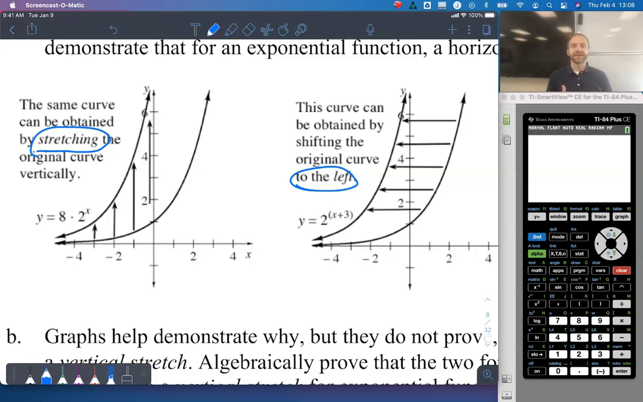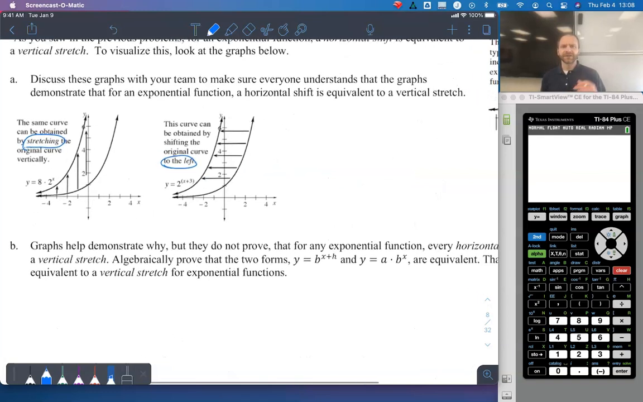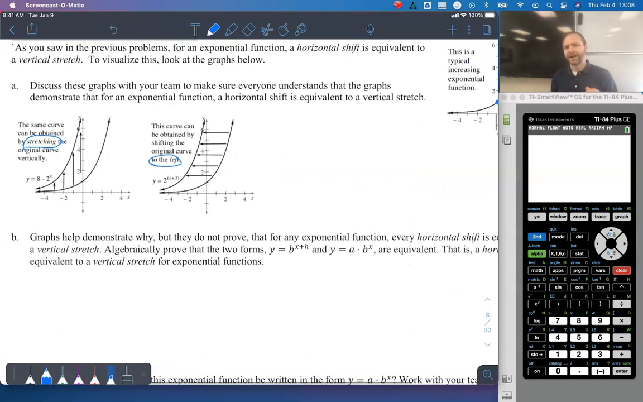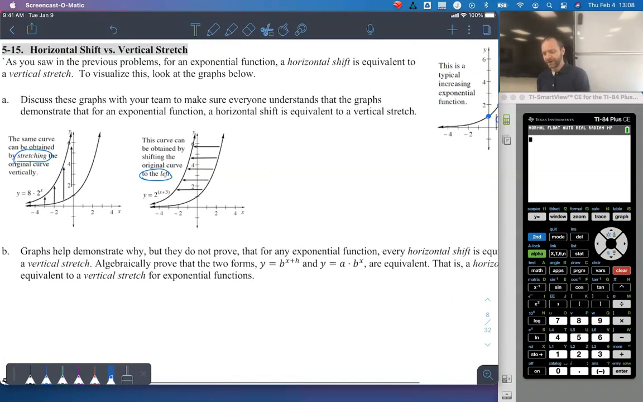And it wants you to see what we're really noticing here. If I have 8 times 2 to the x power, or if I have 2 to the x plus 3 power, they are equal to each other, even though they're two different transformations. And this is what this graph is trying to show you. If you look at it, how can I tell that they are equal? What characteristics am I looking for here? What do I need to know in order to figure out if two graphs are equal to each other?